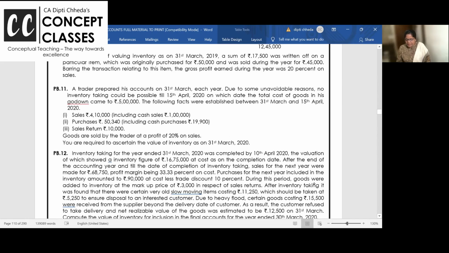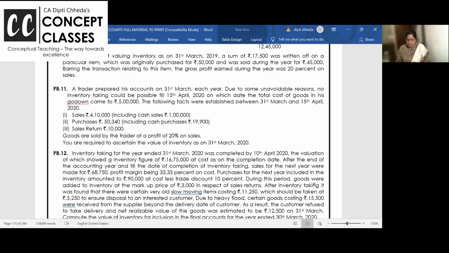A trader prepared his accounts. So I keep on asking you, but as a teacher also with all these years of experience, I always emphasize on the points where I know that generally students ask these doubts and I clear it usually to my best. Chalo. A trader prepared his accounts on 31st March. Due to unavoidable reasons, he took the stock taking on 15th April, on which date the total cost of the goods in his godown were 5 lakhs. Following facts were established between 31st of March and 15th of April.